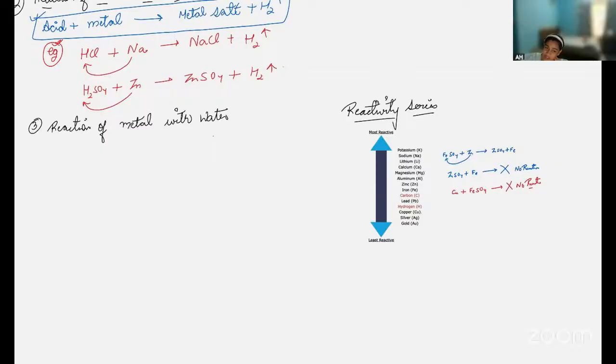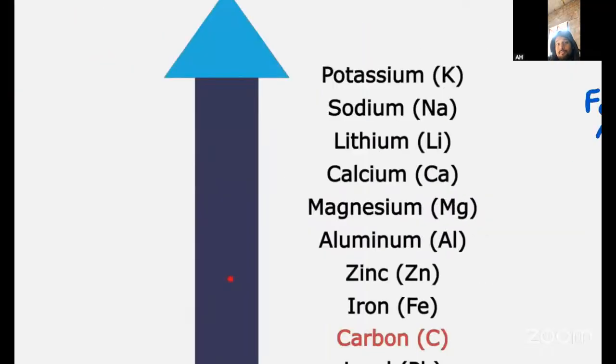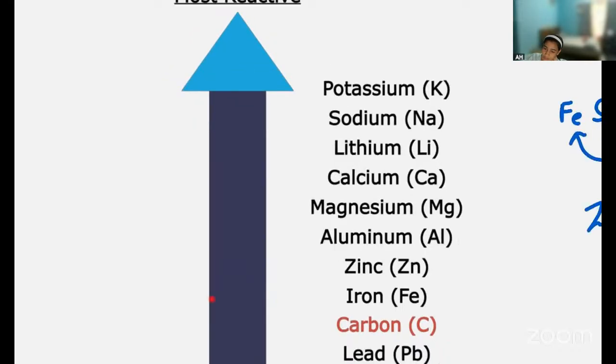So will the more reactive one give a reaction or no reaction? For example, potassium and sodium. Who is more powerful, potassium or sodium? Potassium. So potassium can displace sodium from its compound. The stronger one will always overtake the weaker one.